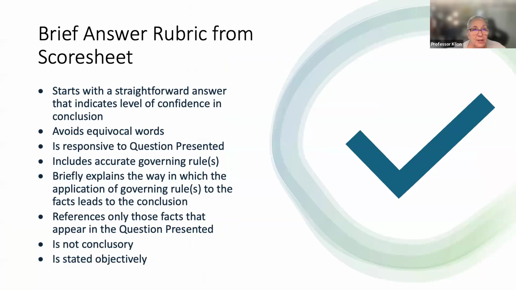As a reminder for the rubric, it starts with a straightforward answer that indicates level of confidence in the conclusion. Again, yes or no, most likely yes, most likely no. Avoids equivocal words like could, may. Is responsive to the question presented. You should answer the question presented directly. I should recognize the question presented's question in your answer. Includes accurate governing rule, and notice the parens around rules. The governing rule that you had in your closed memo was large.